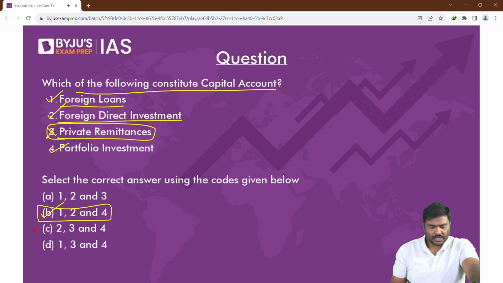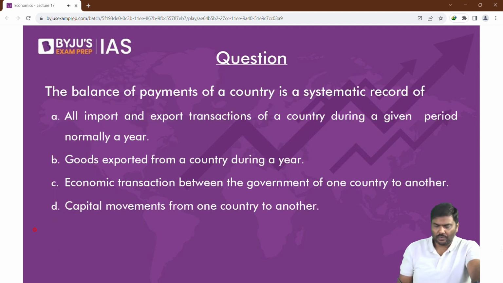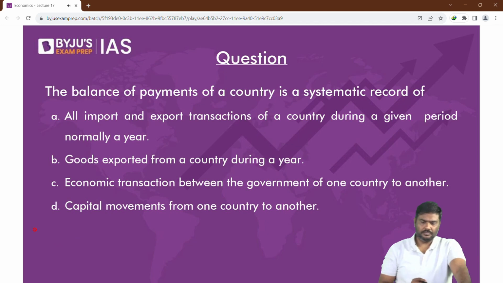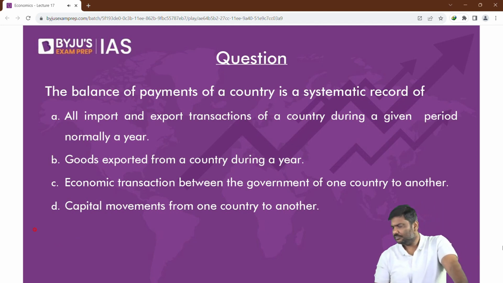And many of you are trying to remind me I've not discussed FDI, FPI, etc. We'll discuss it. Right? There are a couple of more classes. We'll cover all of it. Please have patience. So the right option for the question will be option B, 1, 2, and 4.